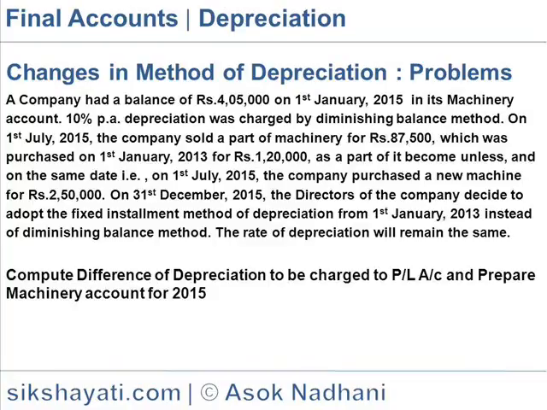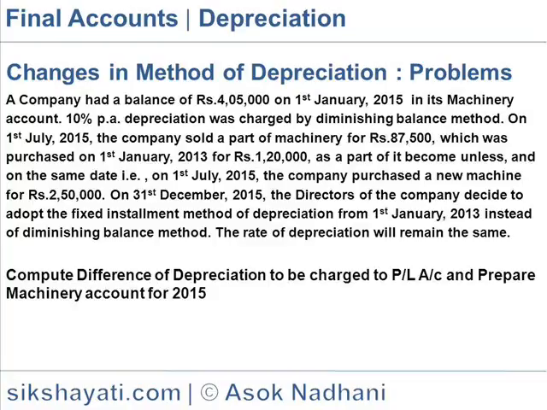Amount of additional depreciation due to change in the method of depreciation. WDV as on 31st December 14 as per fixed installment method is 3,80,000 minus depreciation for 2013, that is 38,000, plus depreciation for 2014, that is 38,000, which is equal to 3,80,000 minus 76,000, which is equal to 3,04,000.